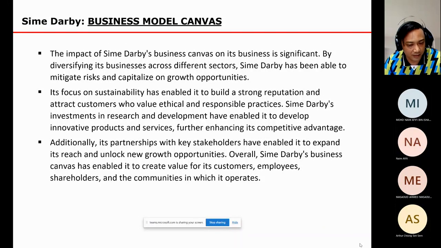SIMDB's investment in research and development has enabled it to develop innovative products and services, further enhancing its competitive advantage. In addition, its partnership with key stakeholders has enabled it to expand its reach and unlock new growth opportunities. Overall, the SIMDB Business Canvas has enabled it to create value for its customers, employees, shareholders, and of course the community in which it operates.